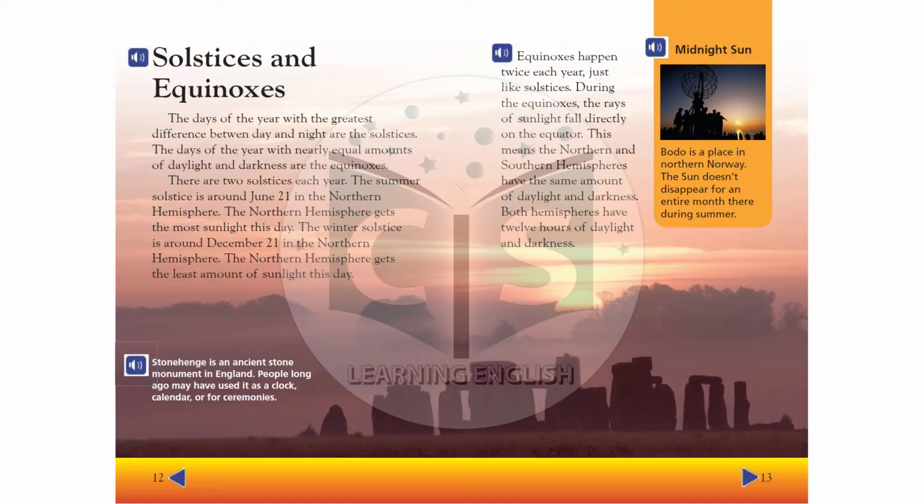Stonehenge is an ancient stone monument in England. People long ago may have used it as a clock, calendar, or for ceremonies.